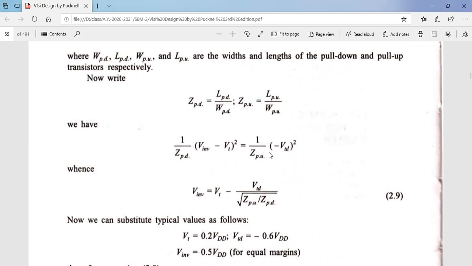So what we have done here: this is Z pull-down and this is Z pull-up. We changed it like this, so we got the VINV value directly.